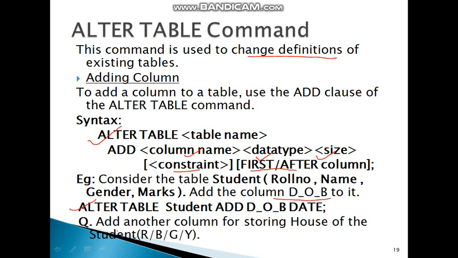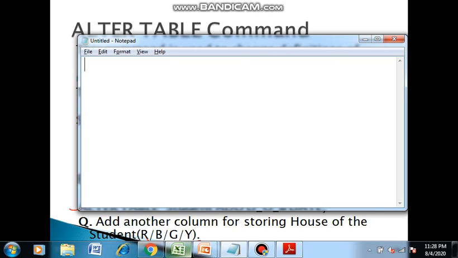So let's see another example, another question. We need to add another column for storing the house of the student. That means for cultural and sports activities, students will be categorized into different groups: red group, blue, green, yellow, like that. So we just need to mention red with the letter R, blue B, G green, Y yellow. In this way, we need to add a column. So what is the statement for that? For storing house to the student table. Let's see the query for this.